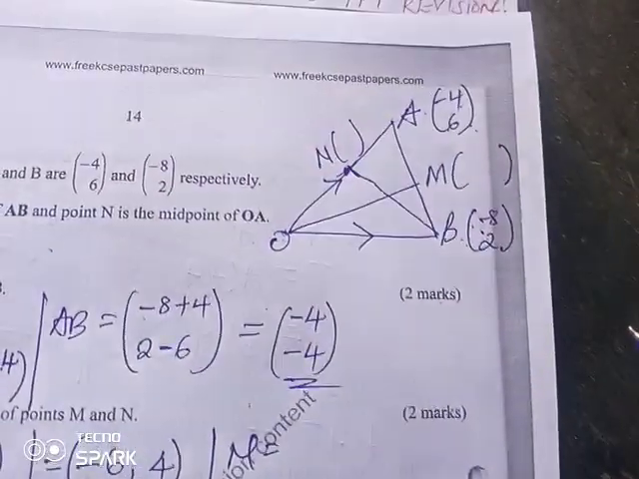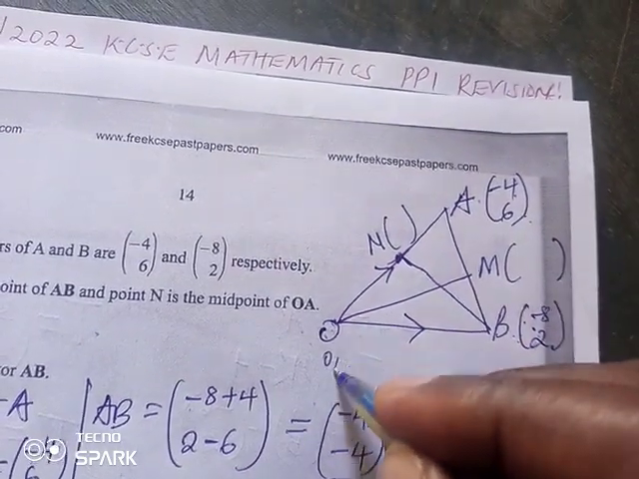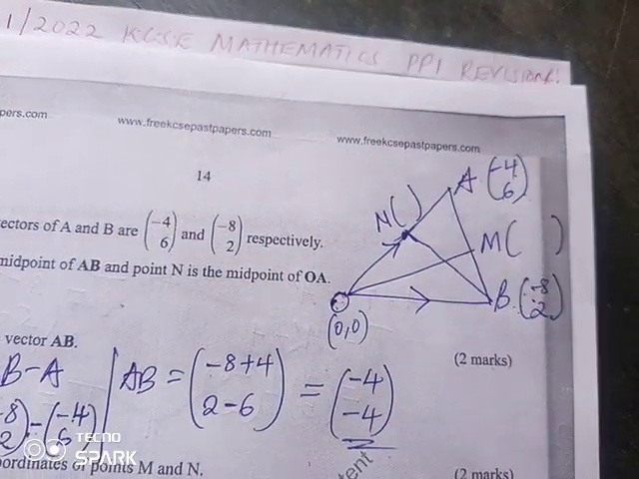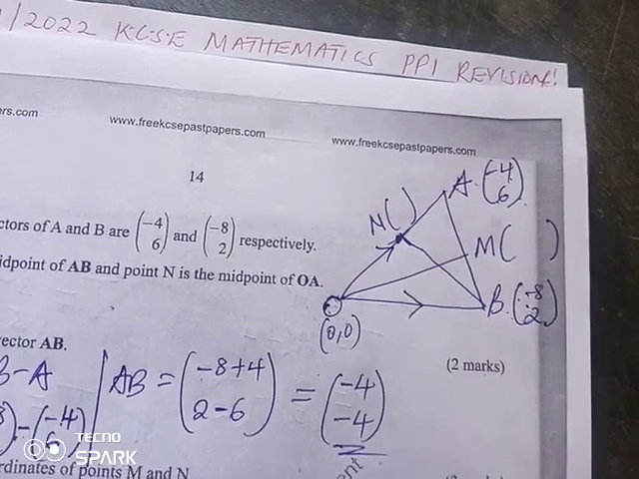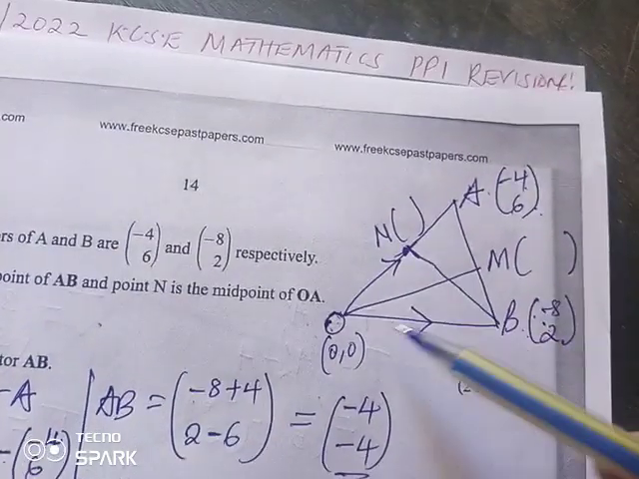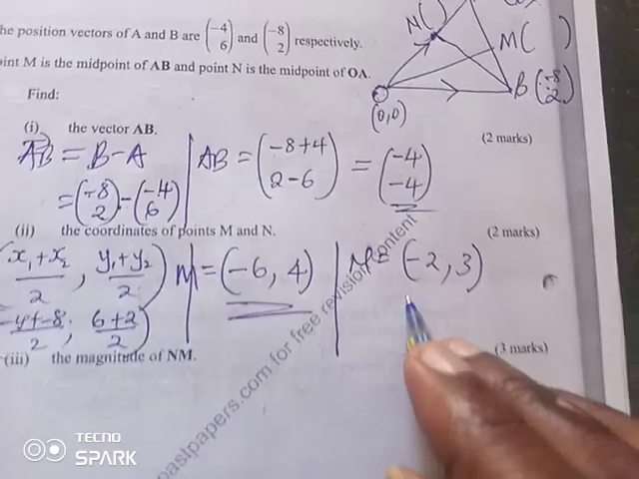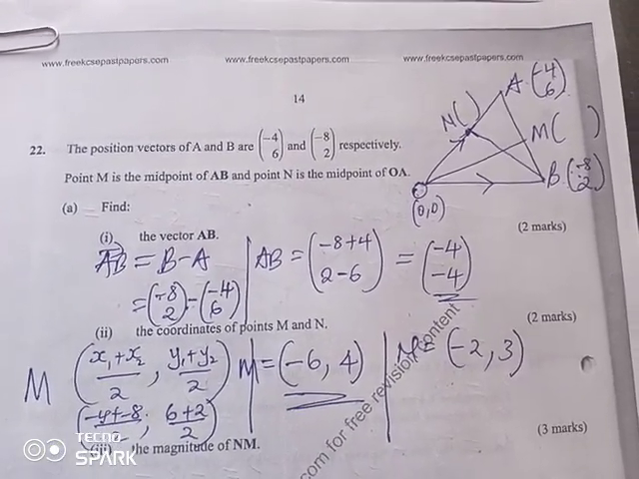of N we use the same formula. Without wastage of time, now we are working with O and A, and O we have (0, 0) as the position coordinates. So we shall be having 0 plus -4 all over 2, which is -2. Then the same to 0 plus 6 over 2, which is 3. So those of M and those of N, there they are. So guys, I hope we are together up to that stage. Please always follow your teacher. Use the skills and the concepts and you will be there.